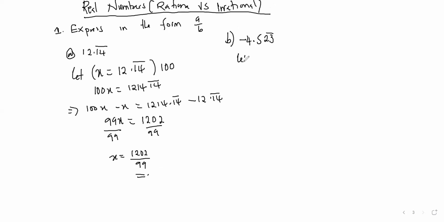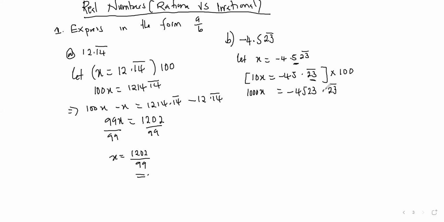Again, we let x be negative 4.523 bar. And then multiply by 10 first to remove that 5 from that position. So we'll have 10x is equal to minus 45.23. Multiplied by 100, to move those one step to the left, so now it's 1000x is equal to minus 4523.23 bar. Then we subtract 1000 minus 10.